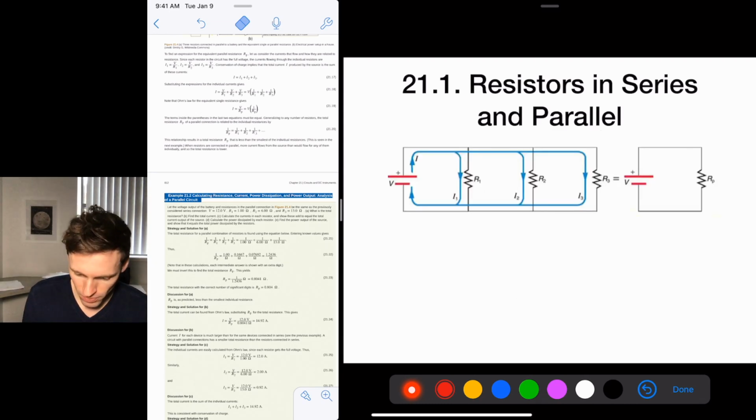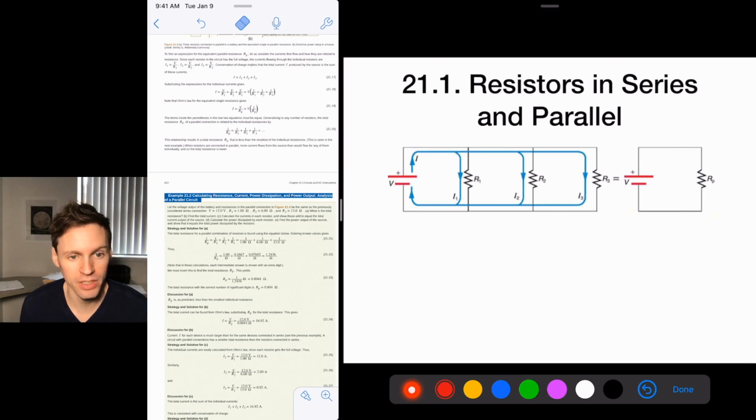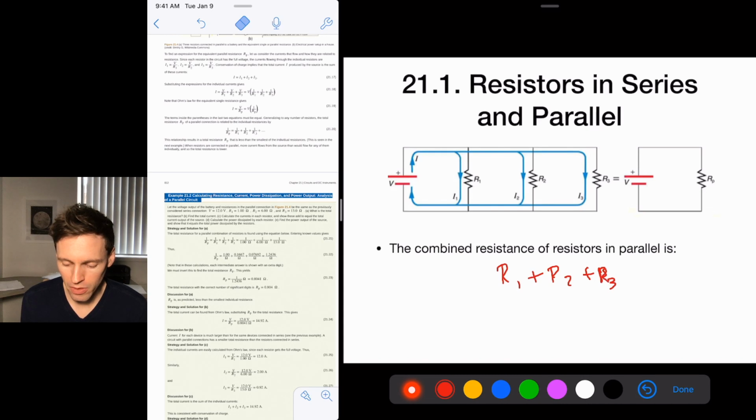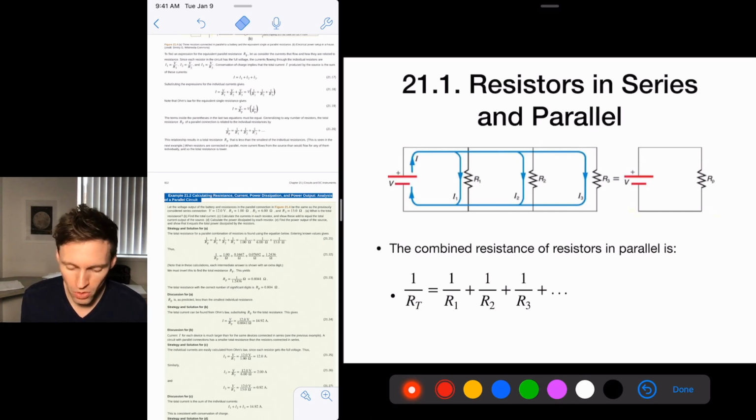Okay, so in order to simplify this circuit and treat it as a single-resistor circuit, we can add these resistances together to get the total combined resistance of the circuit, and it's not R1 plus R2 plus R3. It is not that. That is in series. In parallel, it's the reciprocals. The reciprocal 1 over R total is equal to 1 over R1 plus 1 over R2 plus 1 over R3, plus however many resistors you have. So if we've got 3 resistors here, then we do that.